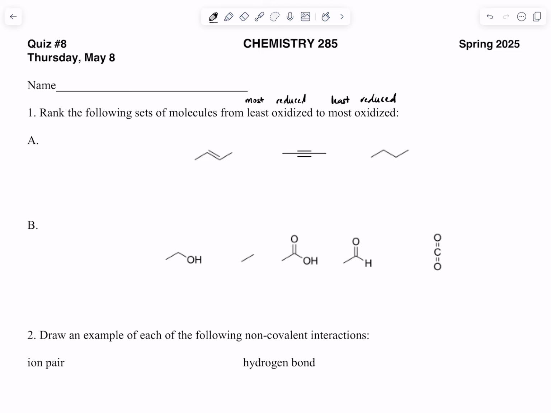Okay, so start out with A, see if you can figure A out. Take just a minute to compare those things. They are three different hydrocarbons. They have the same number of carbons, but you can see one is an alkene, one is an alkane, and one is an alkyne. And if you need to, you can fill in the CH bonds that are implied but not shown.